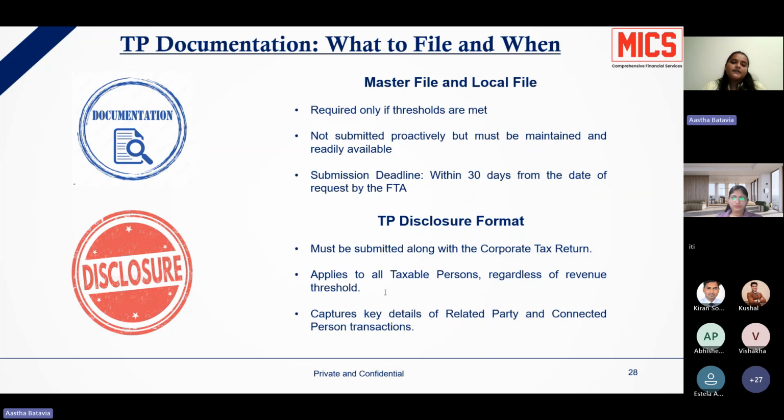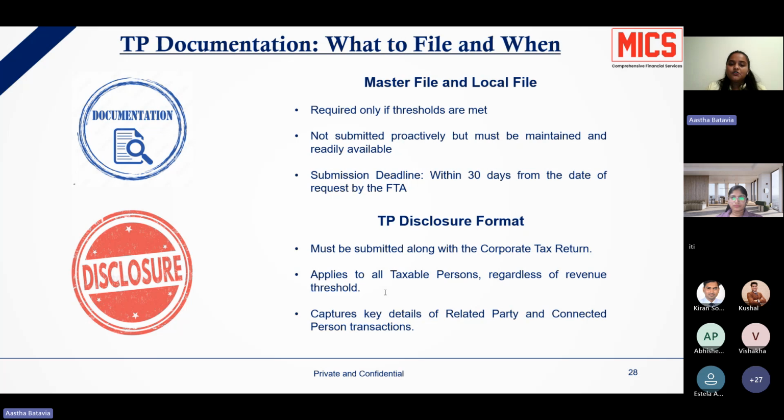Now let's go to the TP disclosure form. This one is non-negotiable and it applies broadly. The TP disclosure form must be submitted alongside your CIT return, whether or not you meet the above thresholds for the master file and local file. It applies to all taxable persons regardless of their revenue. But definitely, we need to see the primary thresholds and secondary thresholds that we have understood. We need to see that as well.